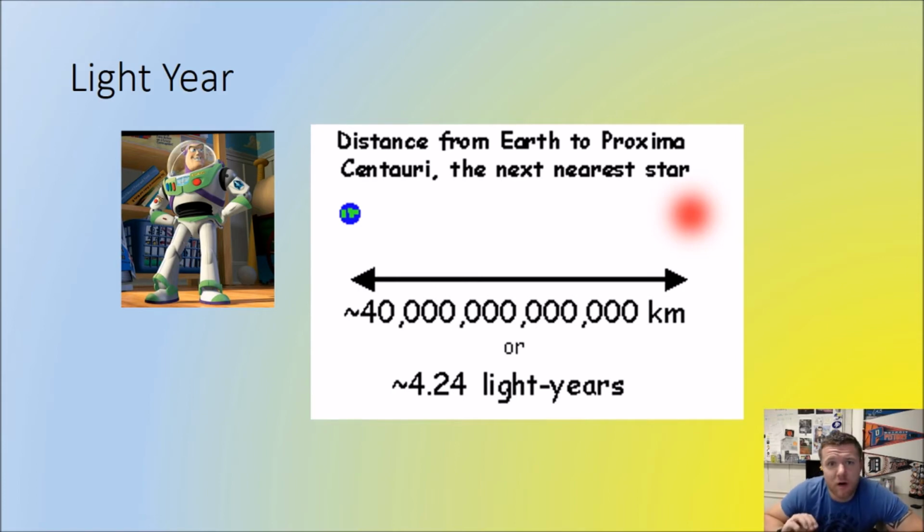From us to our closest star, which is Alpha Centauri, actually Proxima Centauri, it's a binary star system, so there's two. That's about 4 light years, or about 40 trillion kilometers. It's much easier to write 4 than 40 trillion with all those zeros. So if we used kilometers, we would be writing zeros all day long, and that's our closest star. So if we're talking about something that is on the next galaxy over, that's a lot of zeros. Much easier to use light years.